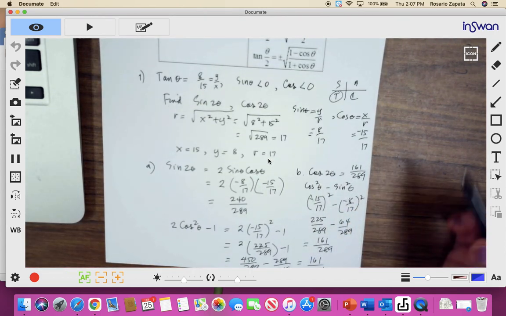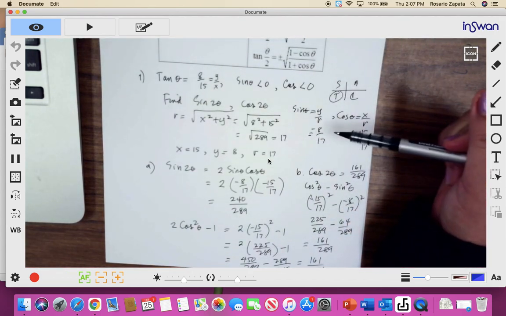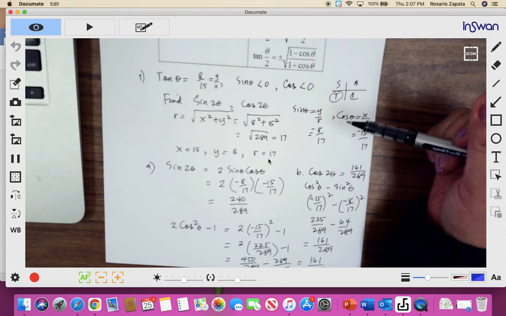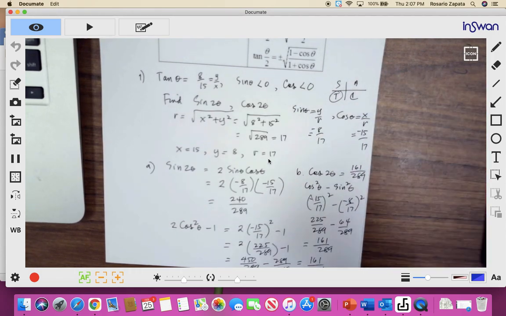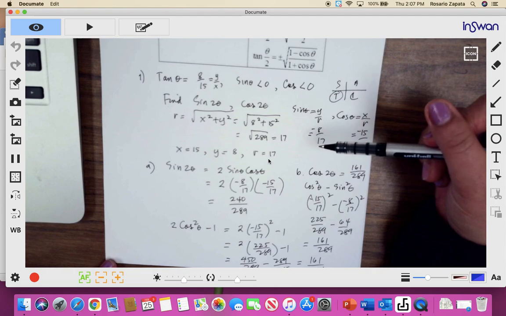Just follow the procedure. Find first x, y, and r. Find the values in a regular circular function of tangent, sine, and cosine. And then substitute it in the given equivalent identity of whatever you are actually looking for.